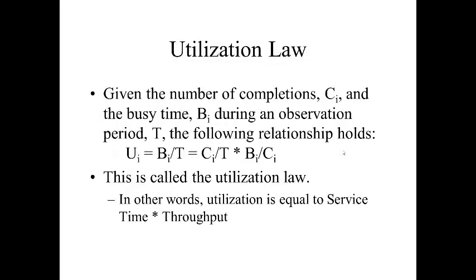The utilization law says given the number of completions C sub i and the busy time B sub i during an observation period T, then utilization is equal to the service time times the throughput.